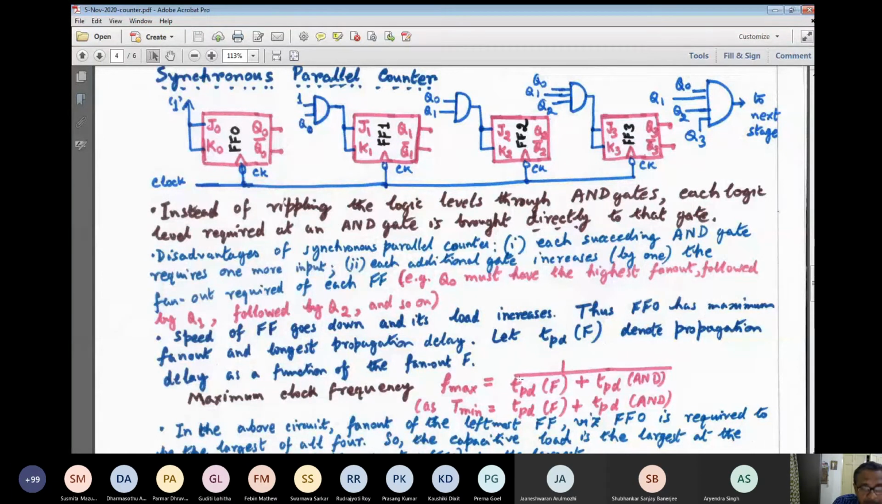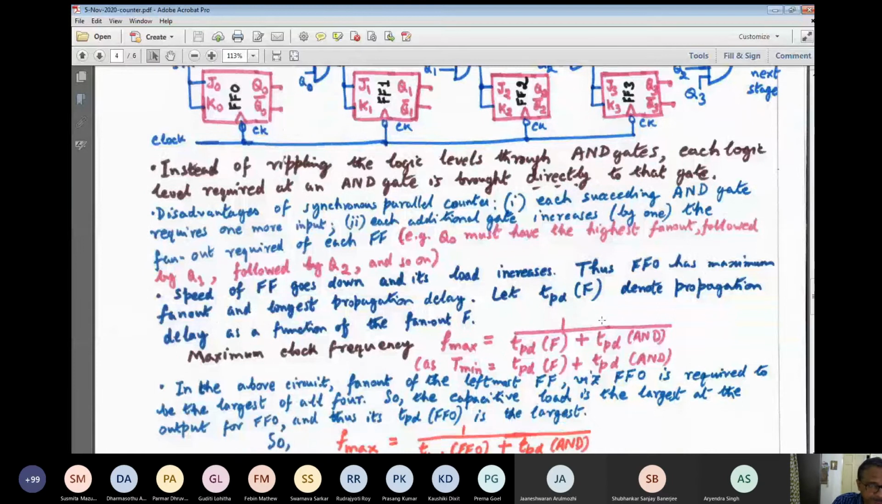So here, as you have to consider for estimating the maximum frequency and minimum time period, we have to consider the maximum delay occurring in this particular instance. So this TPDF means the propagation delay of the leftmost flip-flop, and this AND gate delay means that of the rightmost AND gate. Okay, is it clear?